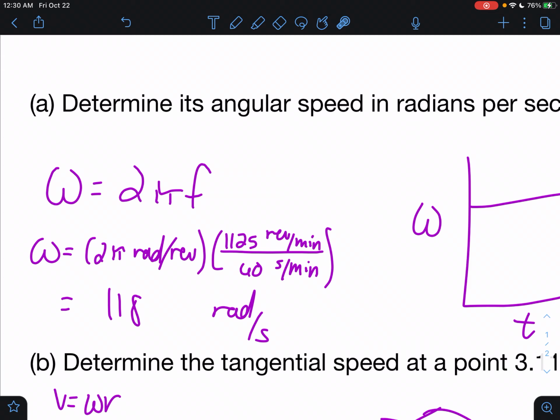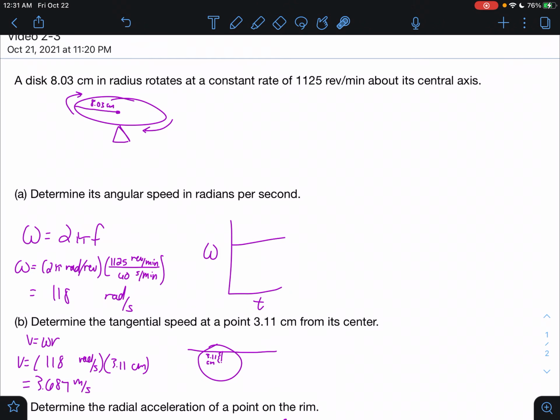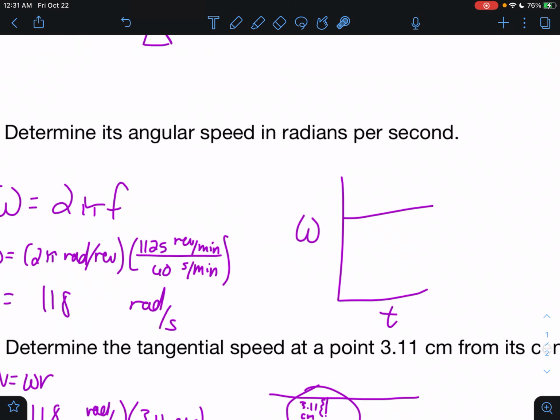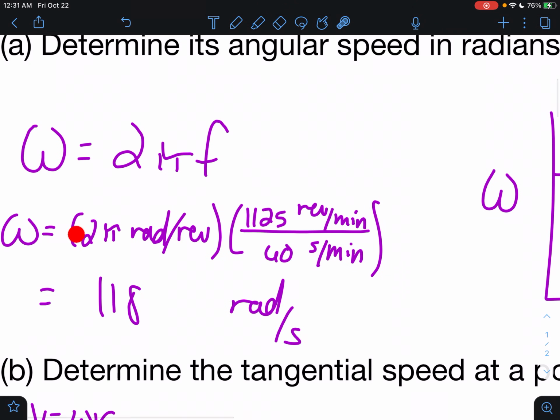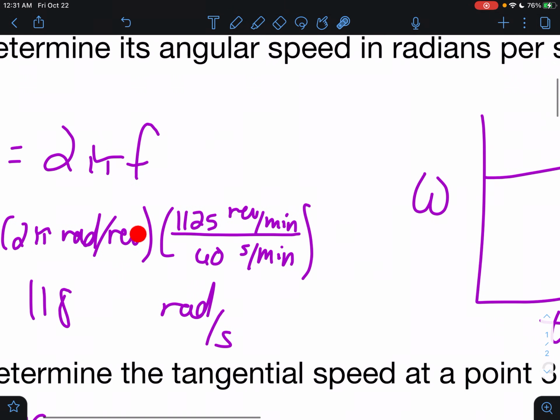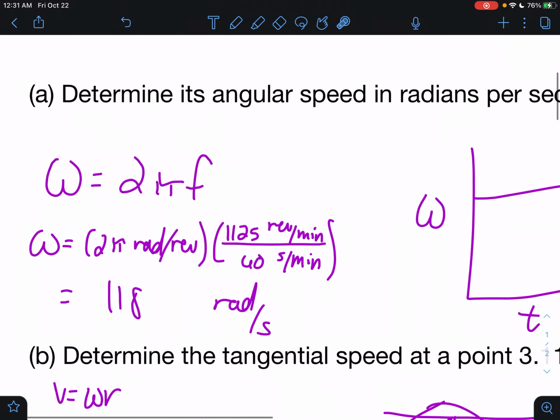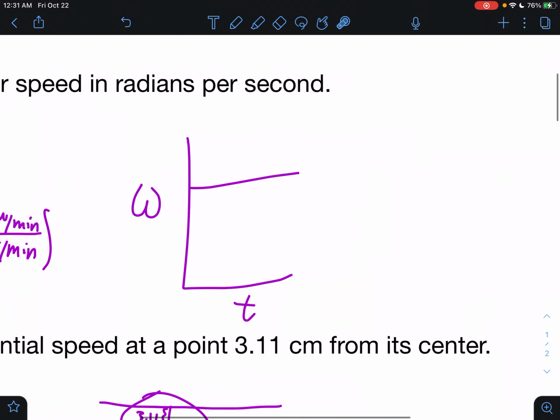But either way, angular velocity is 2 times pi times the frequency, which is the revolutions per minute. So 2 pi is just 2 pi, and then it's 1125 revolutions over 60 seconds in a minute, which is going to cancel to be 118 radians per second. And then here's my little angular velocity time graph.